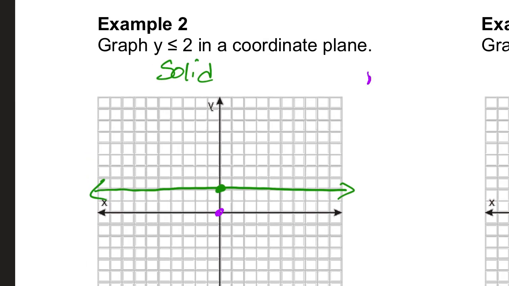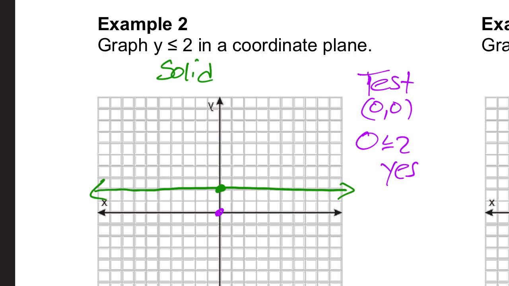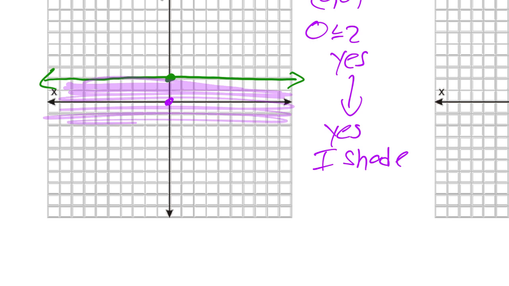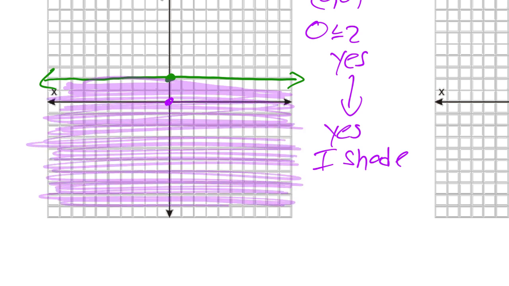So if I go up here and I say test 0, 0, I'm going to put in 0 for y less than or equal to 2. Is 0 less than or equal to 2? Yes. So what that yes means is I shade. I'm going to shade this side of the graph. There we go.